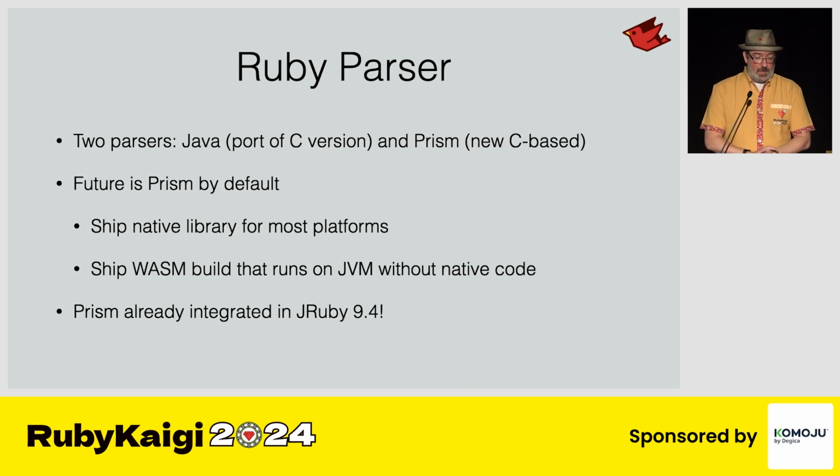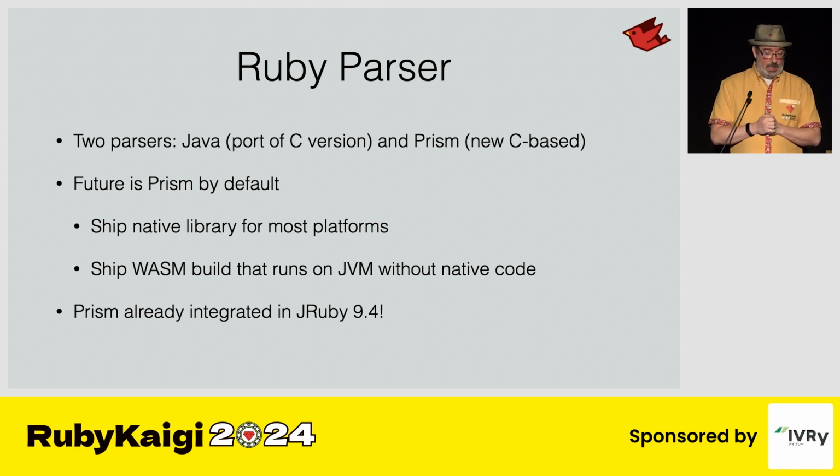So the Ruby parser, I mentioned that we are integrating the new Prism parser, which is a C-based parser. We also will continue to maintain for one more major release cycle our Java port of the standard Ruby C parse.y. We do believe that the future is Prism. We really want to support this library. We don't want to have to keep porting the parser over every time there's a new release.